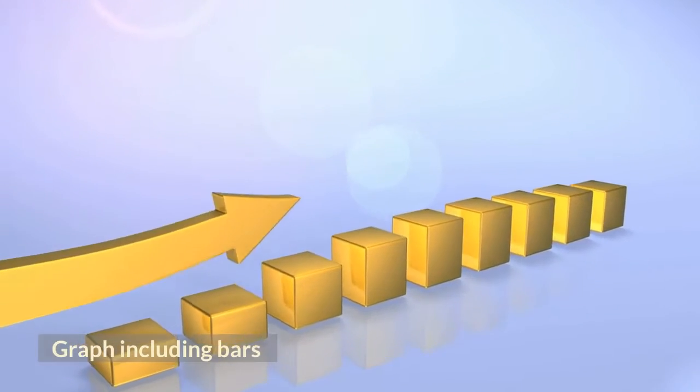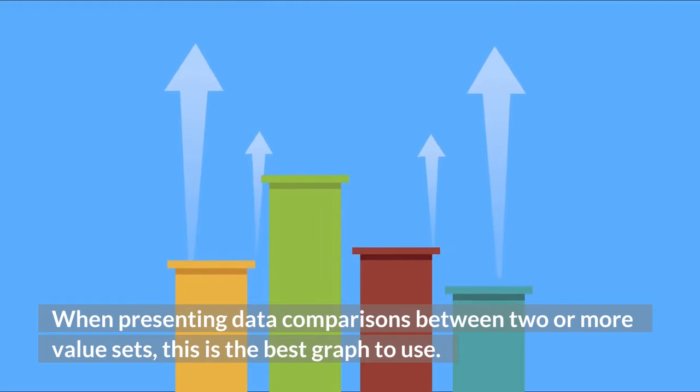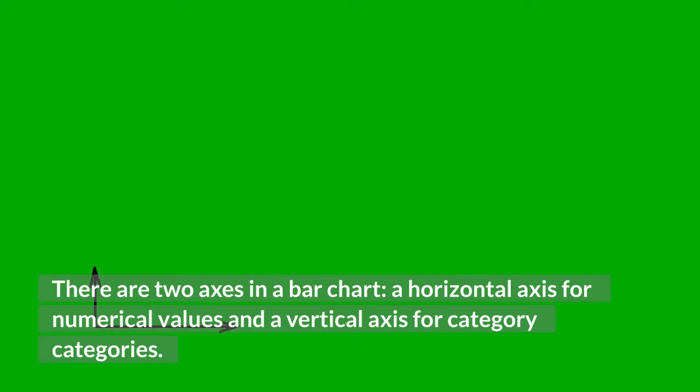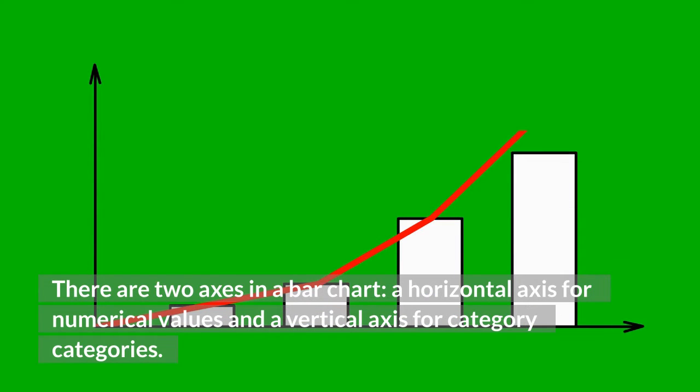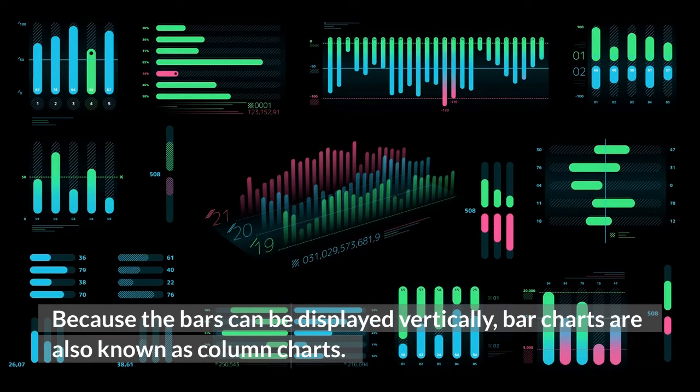Bar graph. Use a bar graph when presenting data comparisons between two or more value sets. This is the best graph to use. There are two axes in a bar chart, a horizontal axis for numerical values and a vertical axis for categories. Because the bars can be displayed vertically, bar charts are also known as column charts.